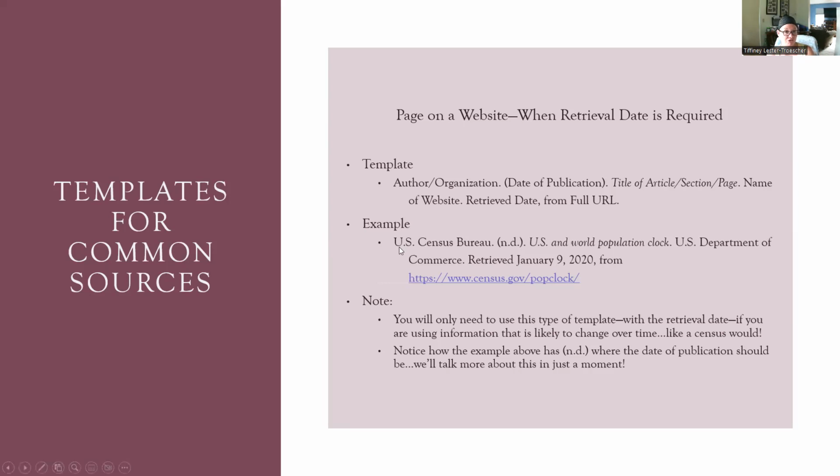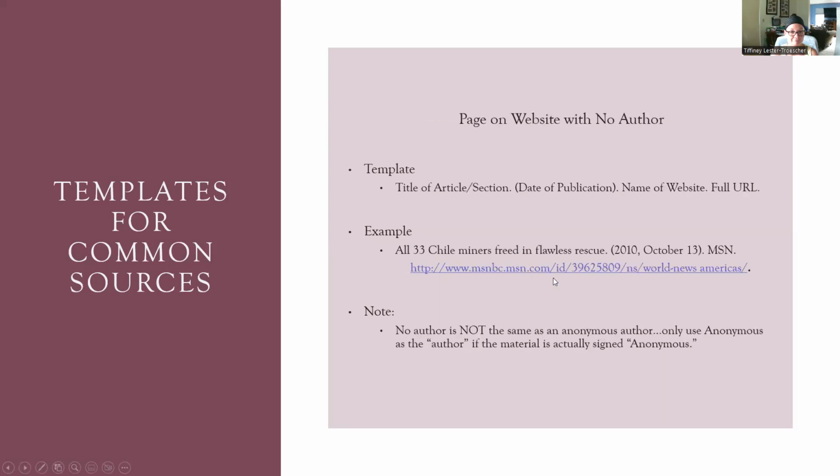So the information that we're looking at comes from the U.S. Census Bureau. That's how we start the entry. We don't know the date of publication, so in our publication parentheses, we put in n.d. Close our parentheses. The page that we're looking at is titled U.S. and World Population Clock. It comes from the U.S. Department of Commerce's website. We looked at this information on January 9th, 2020 from this URL. Plug in the information.